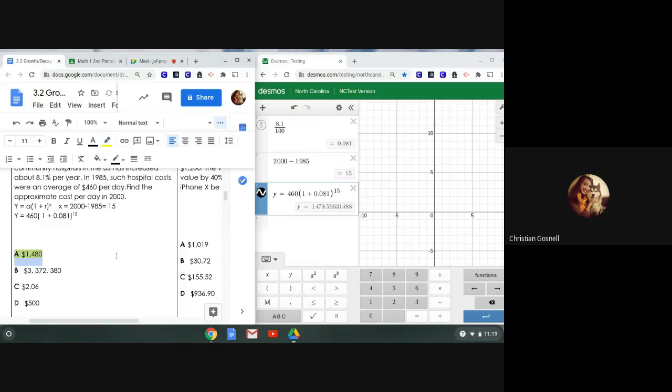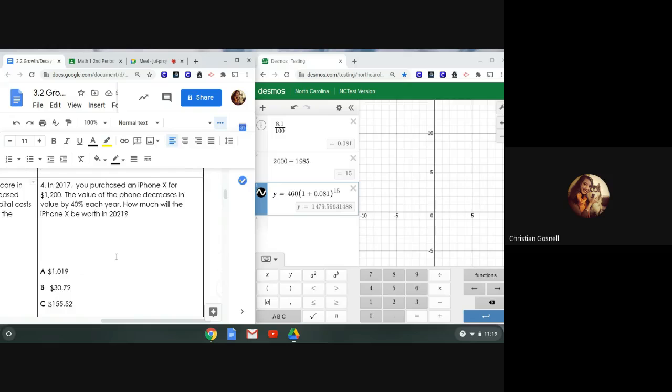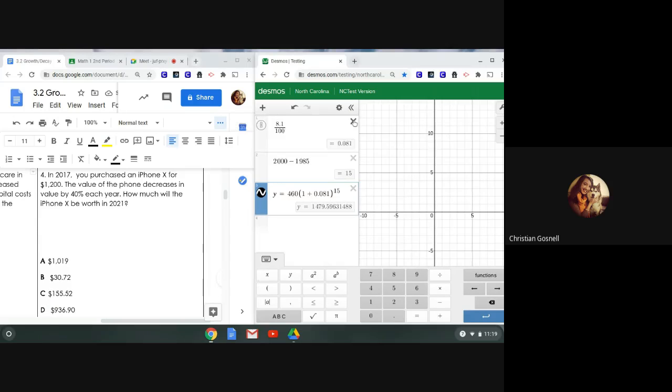We have one more example. Number 4 says, in 2017, you purchased an iPhone 10 for $1,200. The value of the phone decreases in value by 40% each year. How much will that iPhone be worth in 2021? All right, so this is a decay. 1 minus r to the power of x.